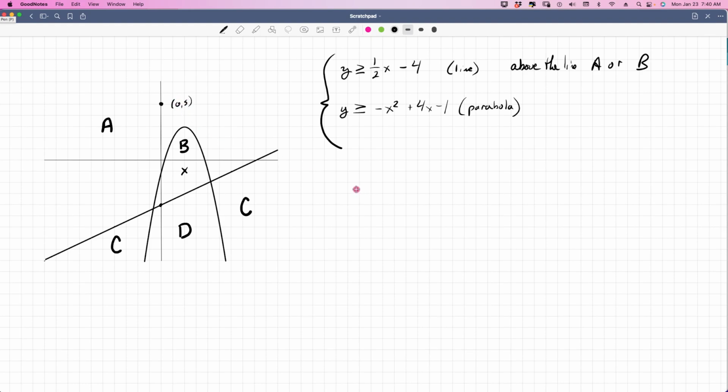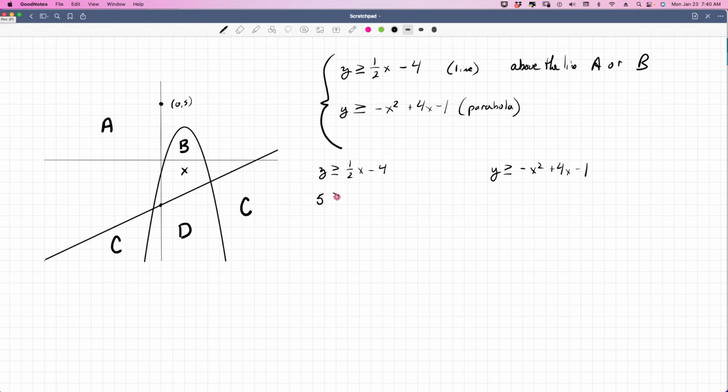So I'm going to do it for both of these. We know it's true for the line, but I'm just going to check it again just to make sure. So y is greater than or equal to 1/2 x minus 4. And then y is greater than or equal to negative x squared plus 4x minus 1. Just making sure I don't make any mistakes in transferring the equation down. All right, now I'm going to sub in my 0, 5.